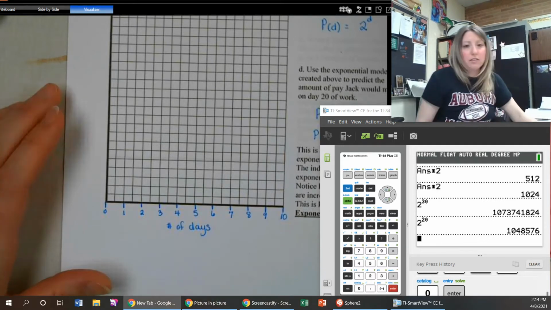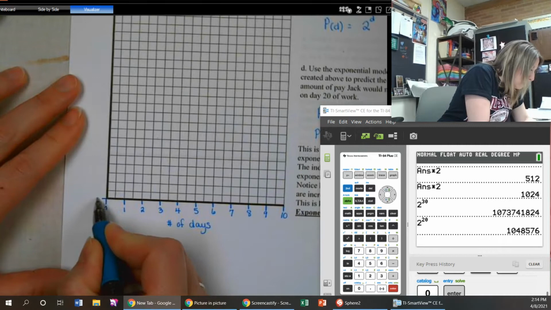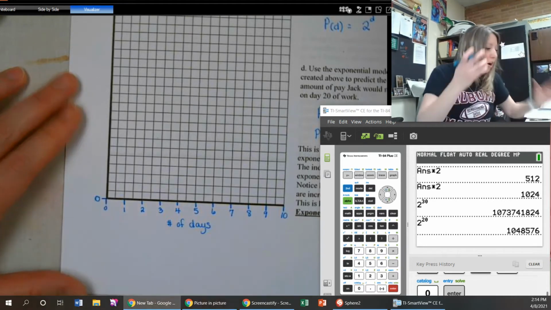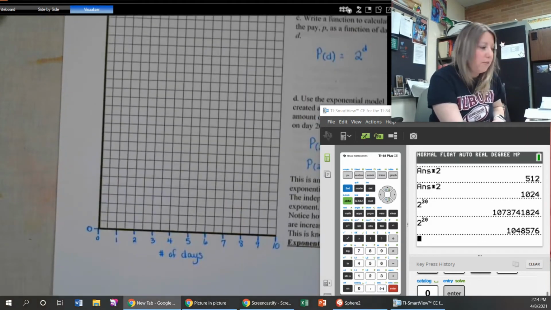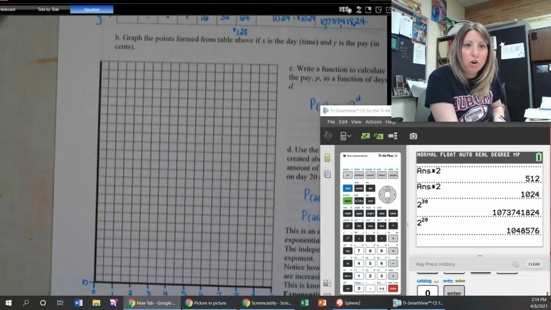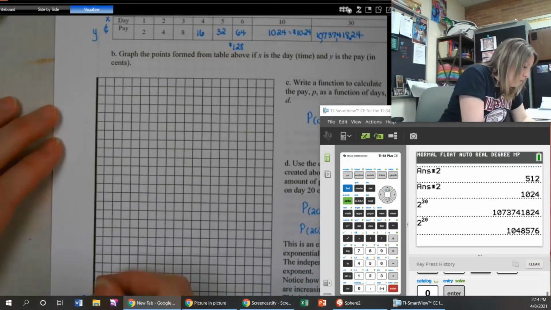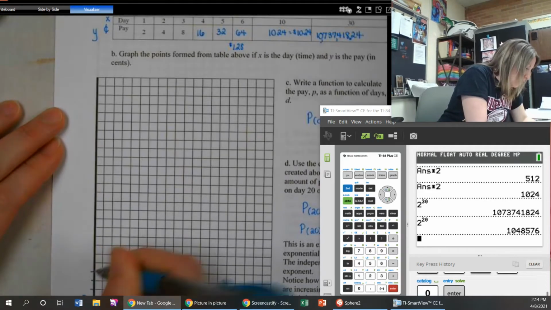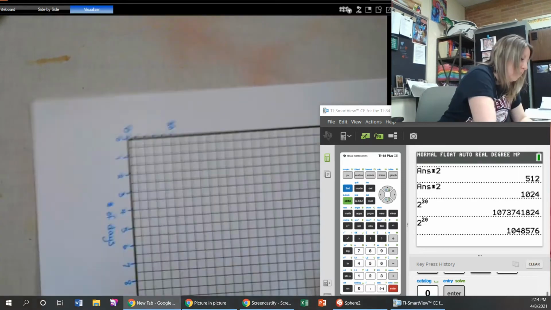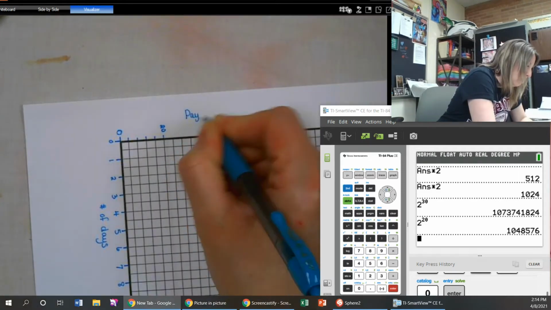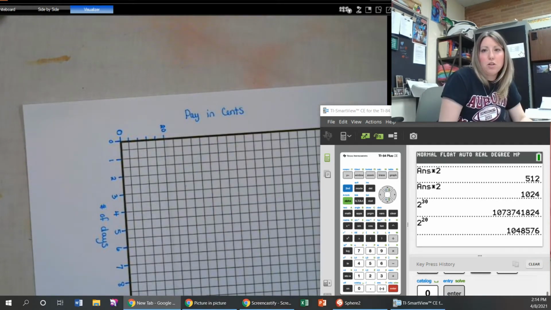Okay, and we'll label the x-axis our number of days. That's our time that's passing. Our y-axis is going to be a different story. We're never going to be able to fit all this. Let's just go by fours, right? 4, 8, 12, 16, 20. And then we'll label this pay in cents.